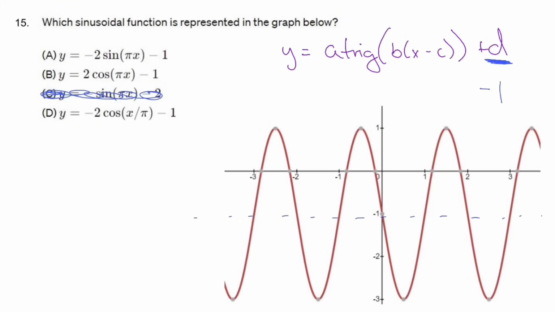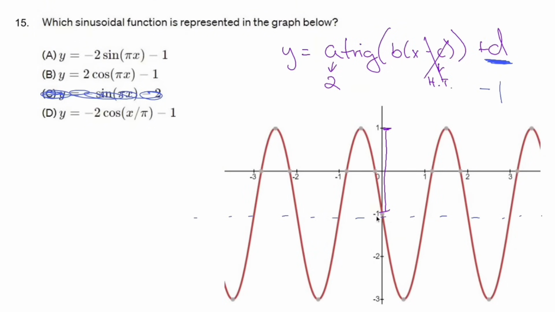Now that you have your midline, you can find your amplitude, which is pretty easy. You go from your midline to the maximum value and see what the distance is. So 1 minus -1 gives me a distance of 2. My amplitude is 2. Now, in any of these options, I have no horizontal translation. C represents a shift to the left or to the right, and I don't have that in any of my options, so I'm not going to worry about C.